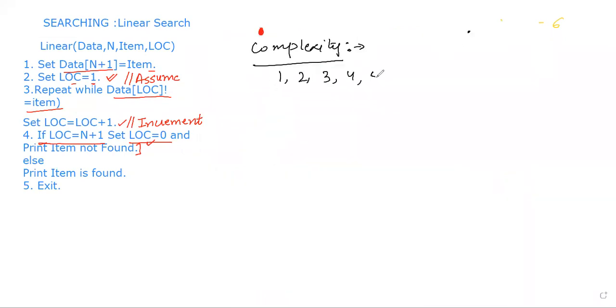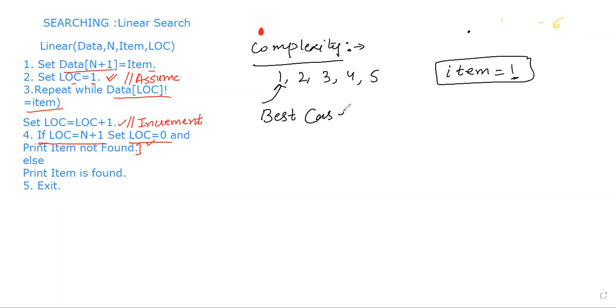So suppose I have 5 and I was trying to find item equal to 1. In all the cases, whenever I am trying to find the item which lies at the very first index of your array, we will say that is the best case complexity. And the best case complexity of the linear search algorithm is of the order of 1. Why is it called of the order of 1? Because we were able to find the item after the first iteration of the program.